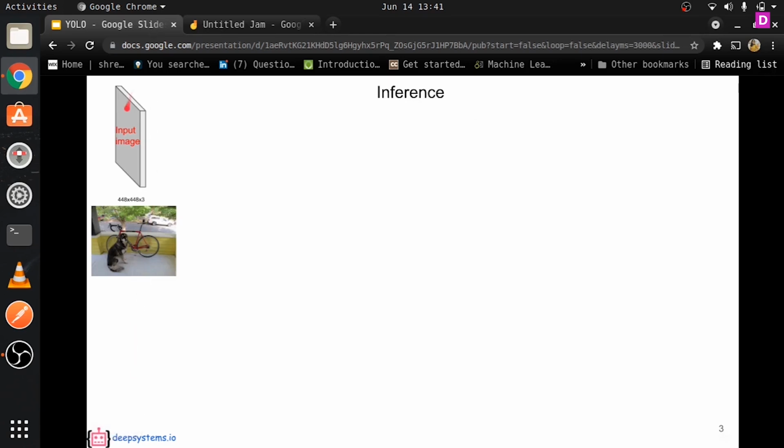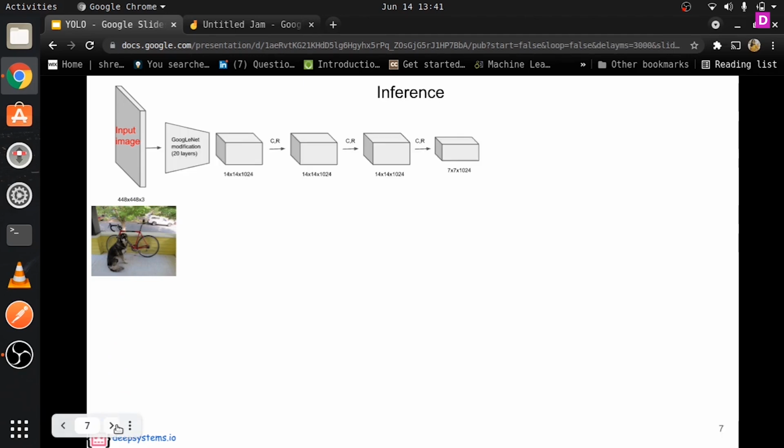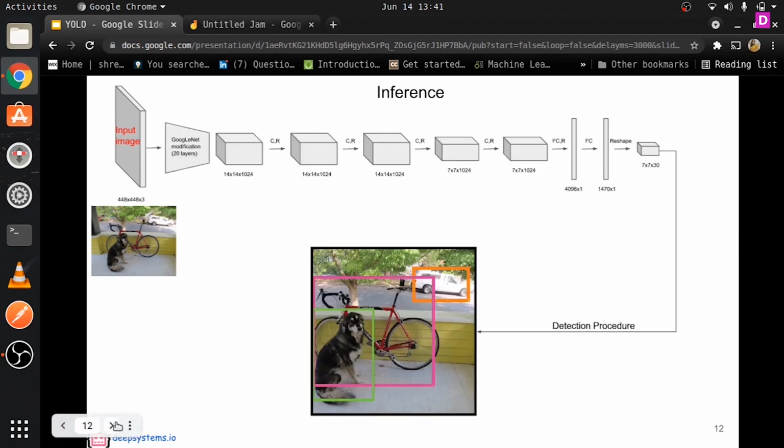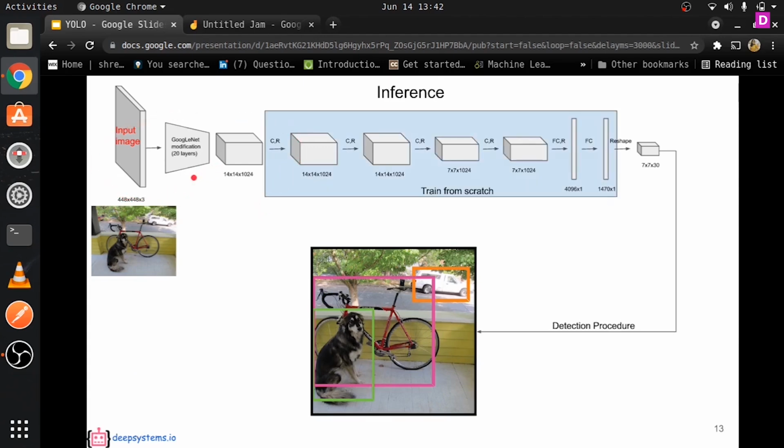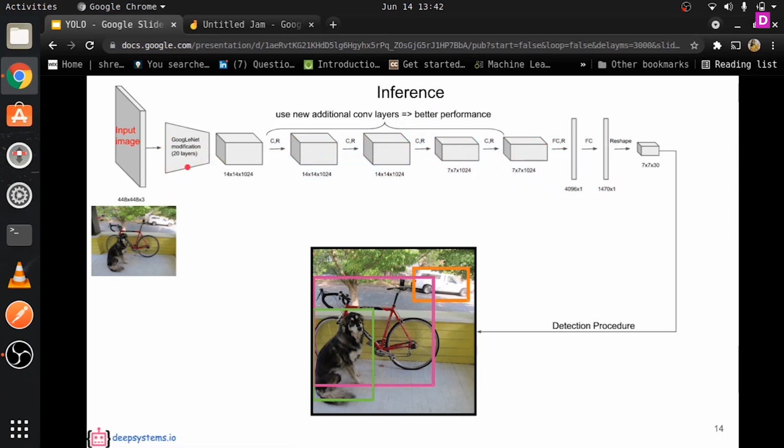This starts with basically your input image. They have taken an example here. Your input image size has to be 448 cross 448 cross 3. Here you can see the basic structure of YOLO. It is a very simple architecture. There is not a lot here. You have GoogleNet here, 20 layers of GoogleNet is being used.